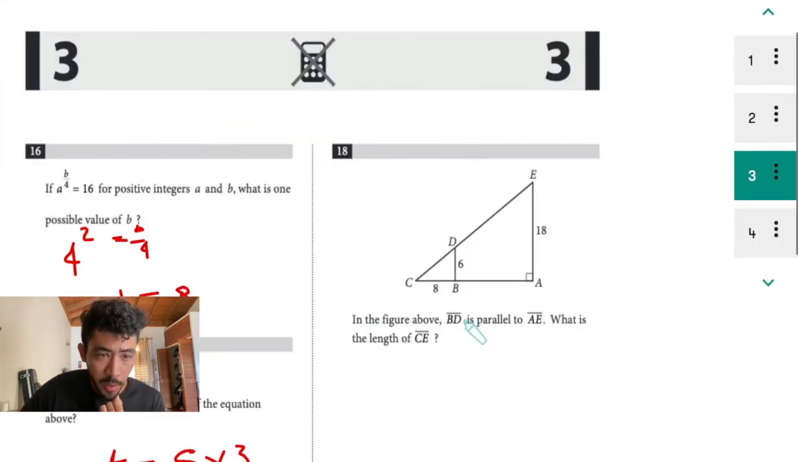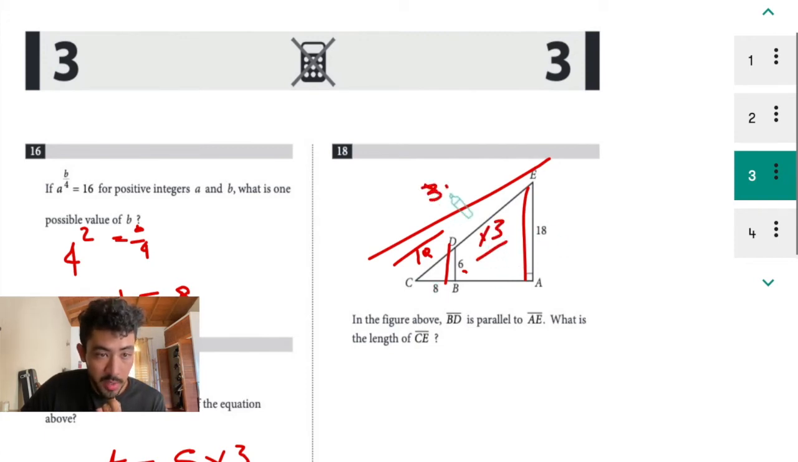18 in the figure above, BD is parallel to AE. So these are similar triangles. What is the length of CE? CE would correspond to CD, which looks like it has to be 10 because this is a 6, 8, 10 based on a 3, 4, 5 triangle. The big triangle relates by a scale factor of 3, so this has to be 30. The full has to be 30.